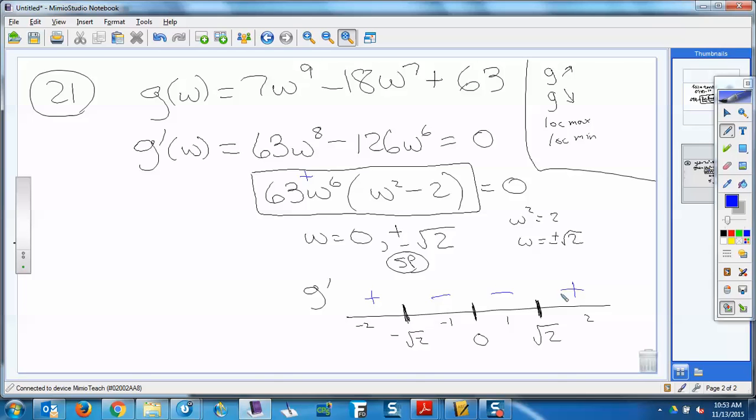But I do know it levels off because remember, these points are where G prime is 0. These 3 points are stationary points. It's got a flat spot, local max, or local min. I got all 3 in this problem, right? So where's G increasing? Well, it'd be -infinity to -√2, and from √2 to infinity. Decreasing in between -√2 and, excuse me, √2.